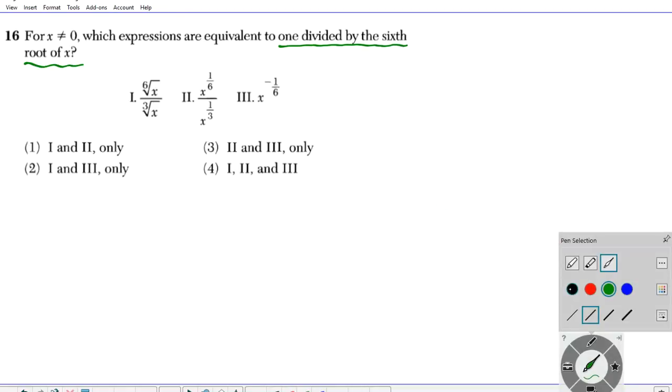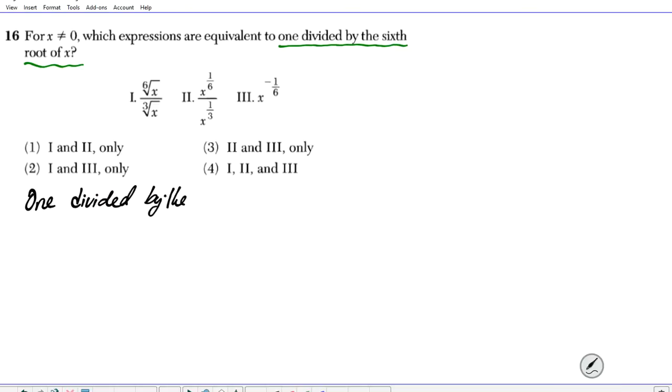Alright, let's go ahead and carry out the translation. Let's write down the verbal form first. 1 divided by the 6th root of x. This is the verbal form. In symbolic format it can be written as 1 over the 6th root of x. Okay, so the question is, which of these are equivalent to this expression right here?